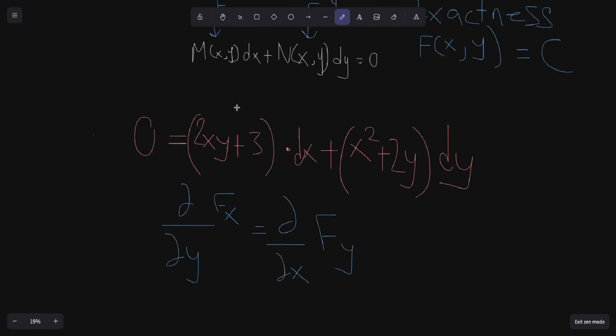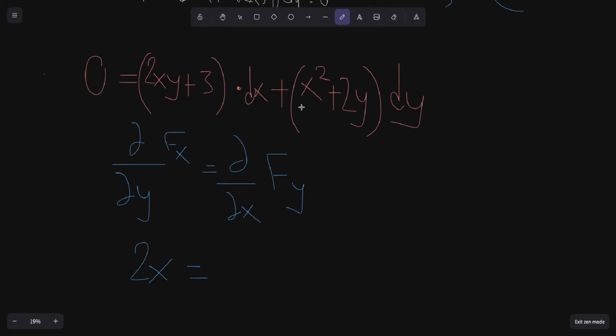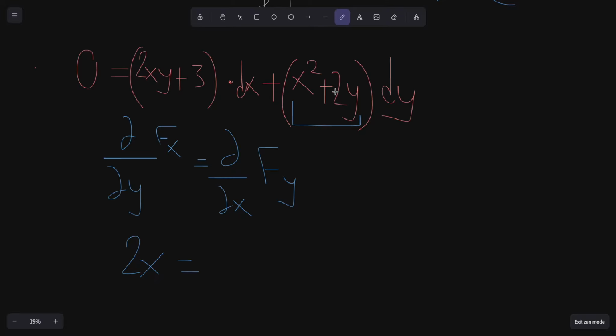So this is the partial with respect to x, right? So this portion right over here, and now we're going to take it with respect to y. So the partial of this term with respect to y, that's just going to be equal to 2x. And notice how that's equal to the partial derivative with respect to x of this term right over here, right? Because if we take the derivative with respect to x of x squared plus 2y, this 2y is treated as a constant, so you also get 2x.